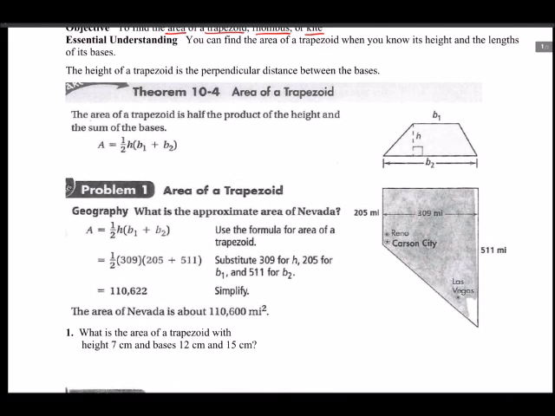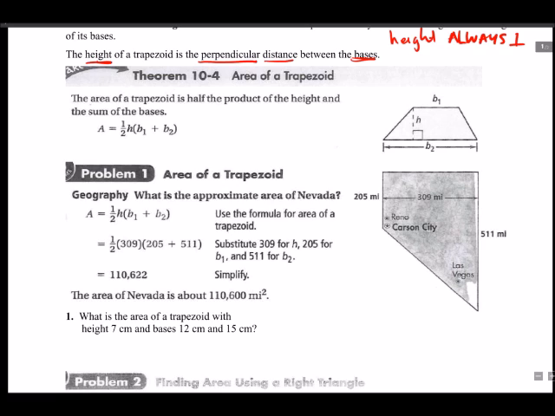Once again, height is a perpendicular distance between the bases for a trapezoid. It might be worth noting, again, that height is always perpendicular. All right, so our first theorem is the area of a trapezoid, and we know that the area of a trapezoid is half the product of the height and the sum of the bases.